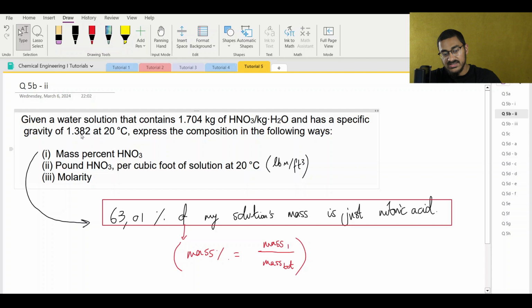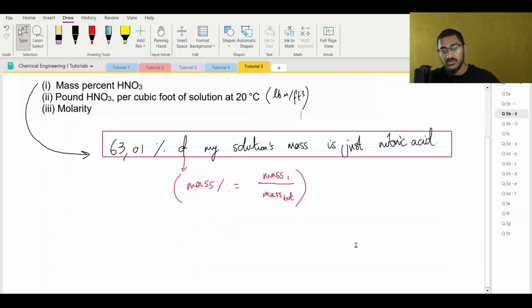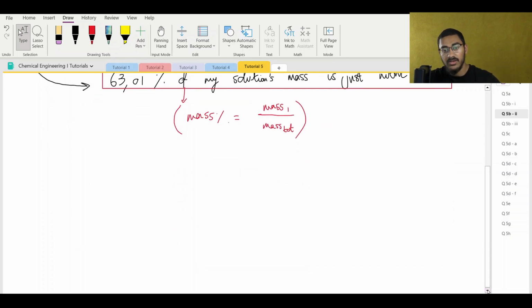And once you've got the density, you can then say how much of that density is nitric acid. So I'm going to put down part 2 over here, and let's begin. So I know that SG is equal to 1.382 at 20 degrees C.